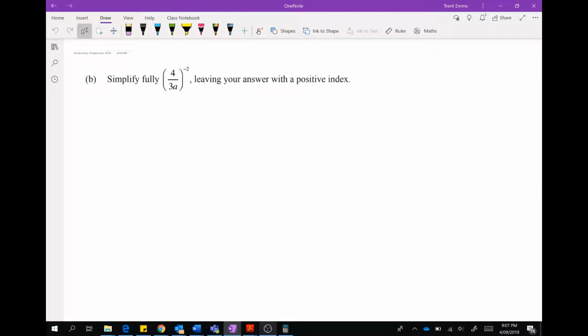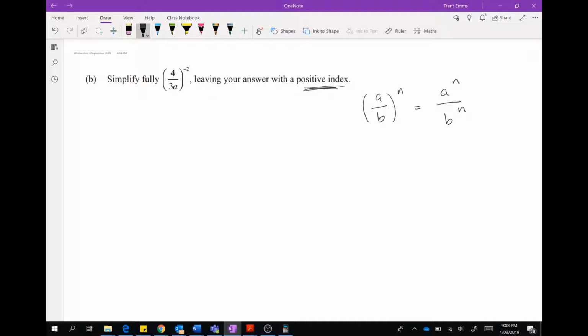Part B. Simplify fully 4 over 3a all to the power of -2, leaving your answer with a positive index. So that's just meaning with positive powers is your final answer. How we're going to go about this is we're going to look at this rule here. So if I have a over b all to the power of n, it's equivalent to a to the power of n over b to the power of n. So we're going to start with that rule.